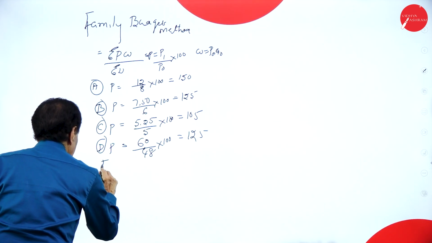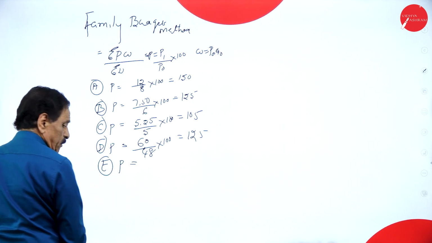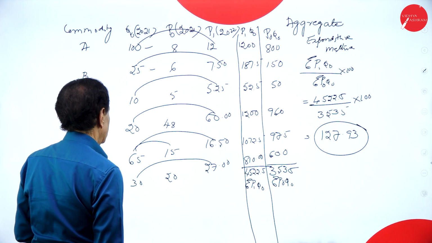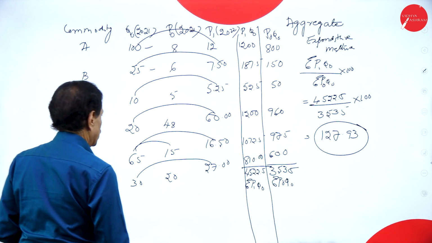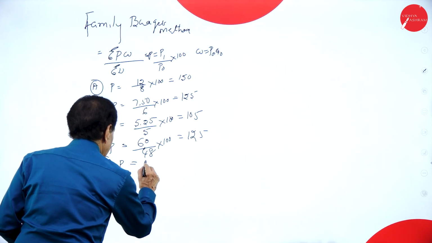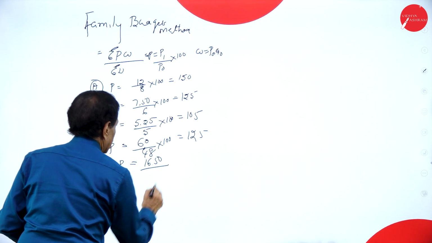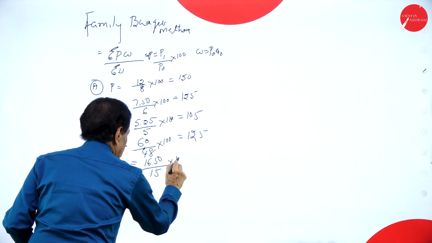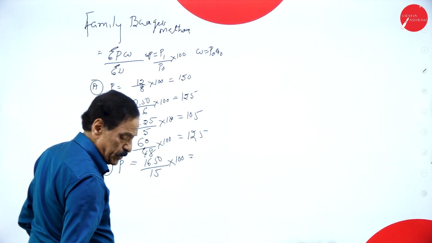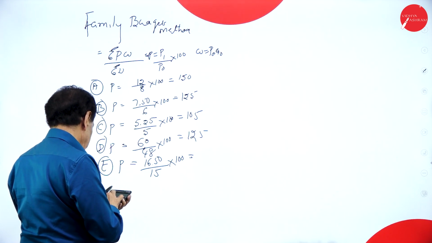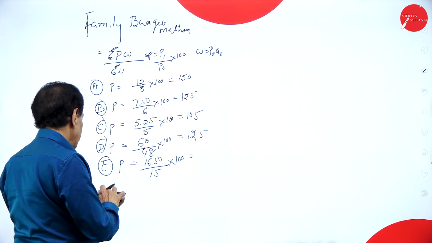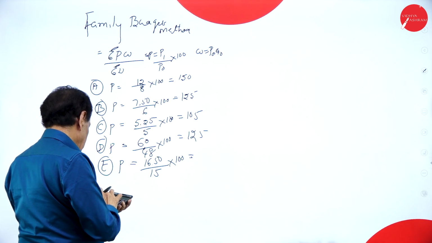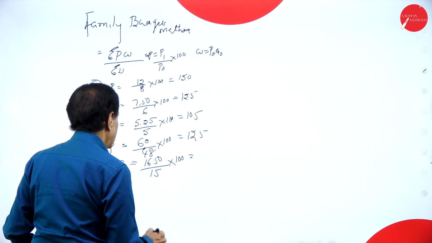E. P is equal to, what's your current year price? E is equal to 16.50 divided by 15 into 100. This is 110.